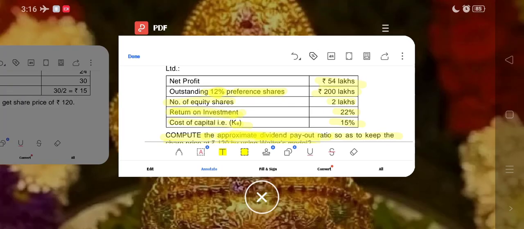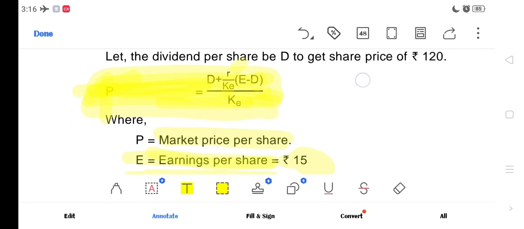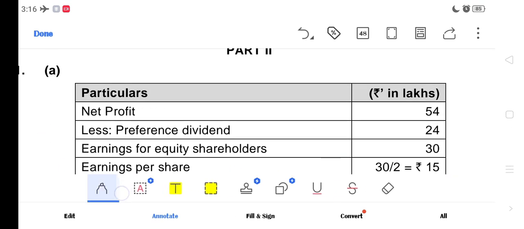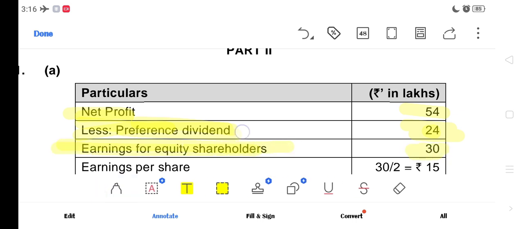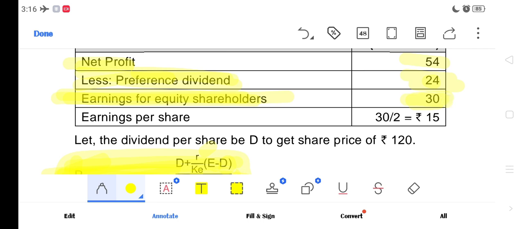So net profit is 54 lakhs, right? Now where is this? Yes. So net profit 54 lakhs, and less preference dividends. What is preference dividend, guys? They have given the number of preference share capital as 200 lakhs. Upon 200 lakhs, you have to apply this 12%, which is 24 lakhs of preference dividend. So if you subtract this 24 lakhs from net profit, you get 30 lakhs as earnings available for equity shareholders, right? So 30 lakhs is the earnings available to the equity shareholders.